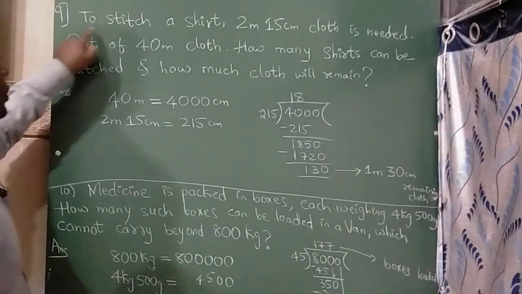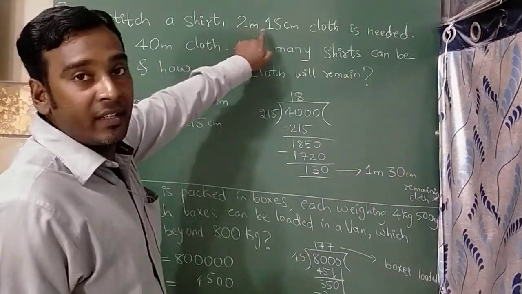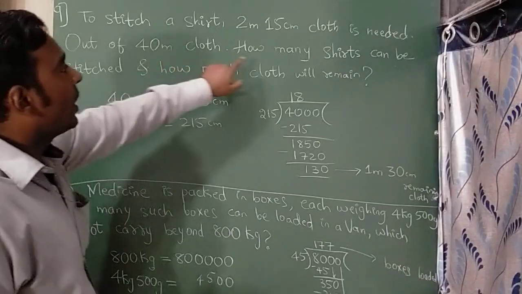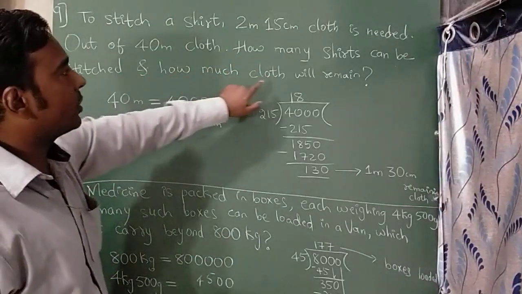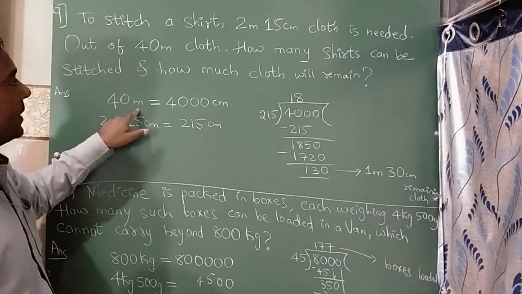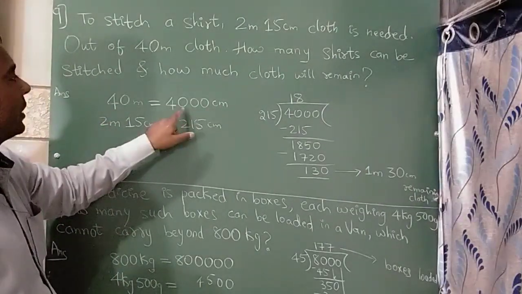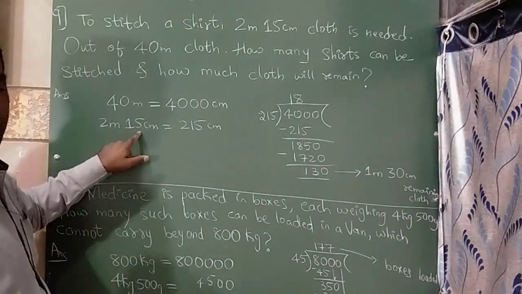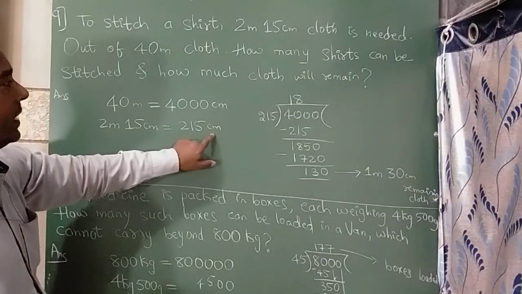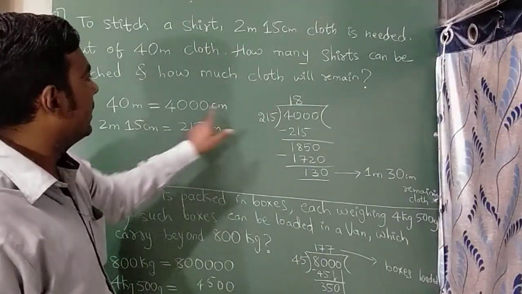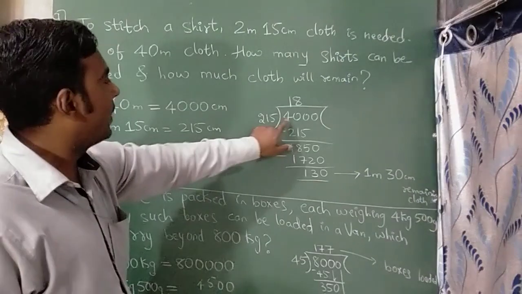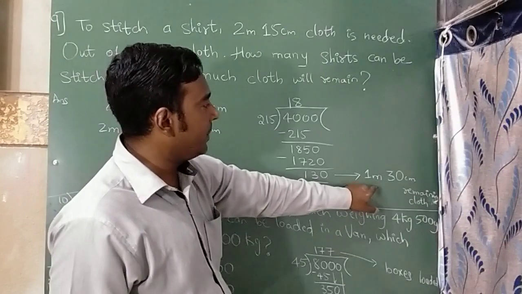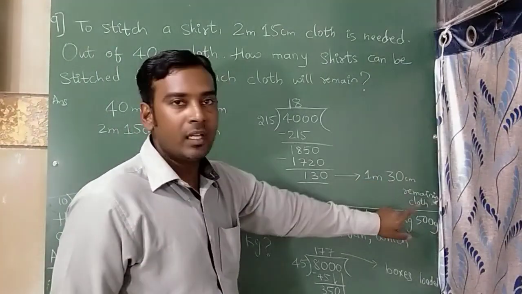Now 9th question. To stitch a shirt, 2 meter 15 centimeter cloth is needed. Out of 40 meter cloth, how many shirts can be stitched and how much cloth will remain? 40 meters should be converted to centimeter, so it will become 4000 centimeter. So 2 meter 15 centimeter will become 215 centimeter. So 215 I have written here, 4000 I have written here. Fine. So if I divide this, I will get 130. This 130 is nothing but 1 meter 30 centimeter remaining cloth.